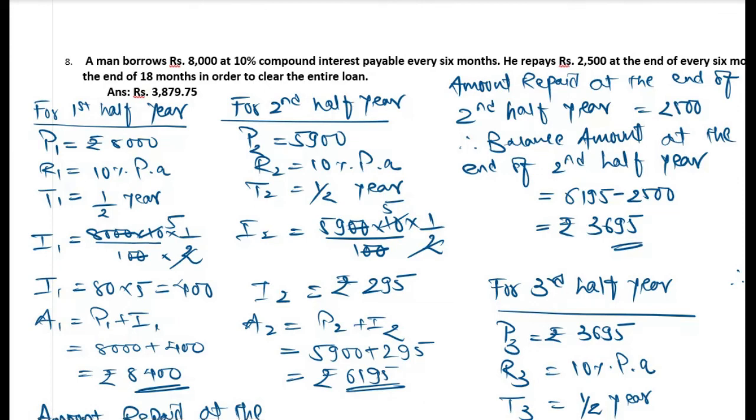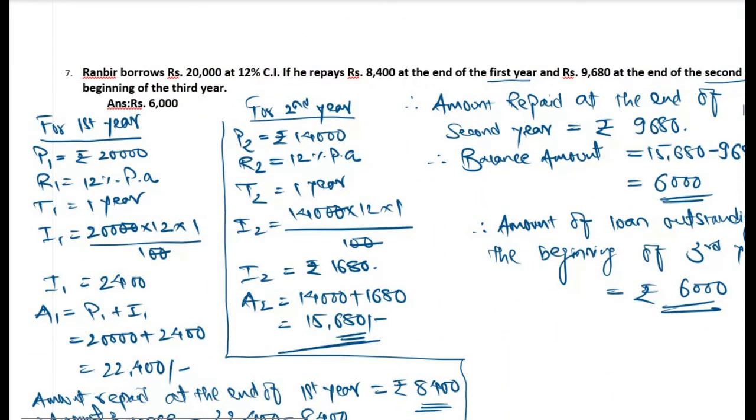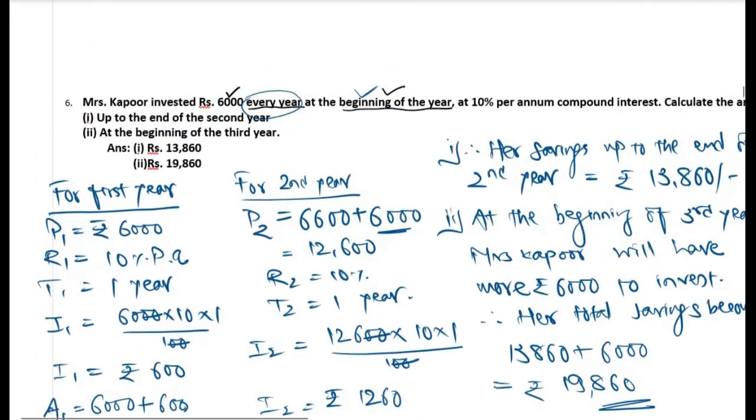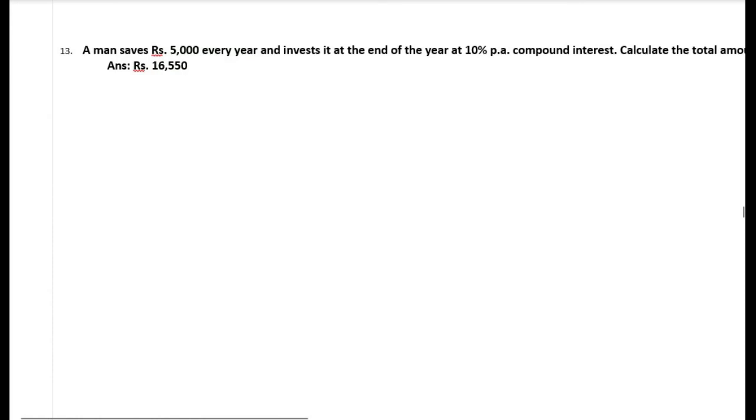Repayment of certain money at the end of a certain period, and you can say saving at the beginning or end of a certain period, can be done only without formula, right? This is also repayment by Ranbir, unequal amount repayment, and this was Mrs. Kapoor. So yeah, these are all the questions we have done. Only one question I have left for you, that is the 13th one. Let's do this.